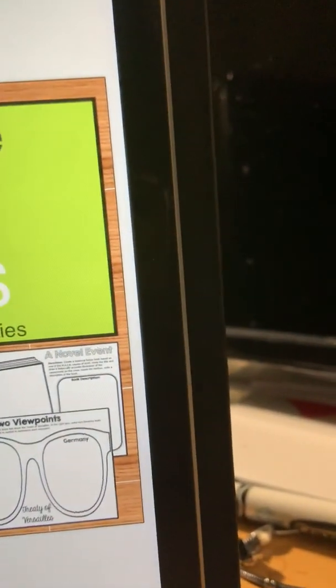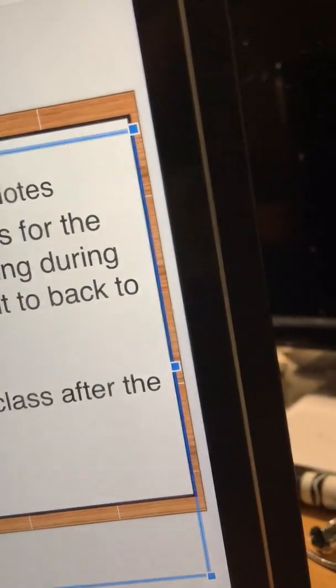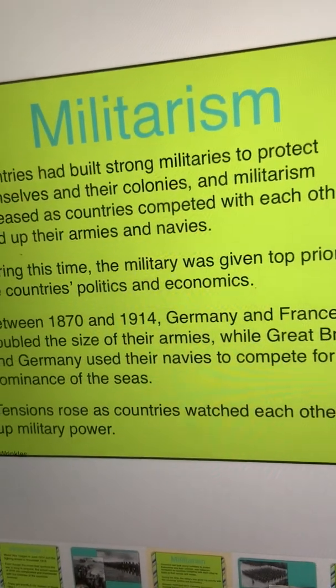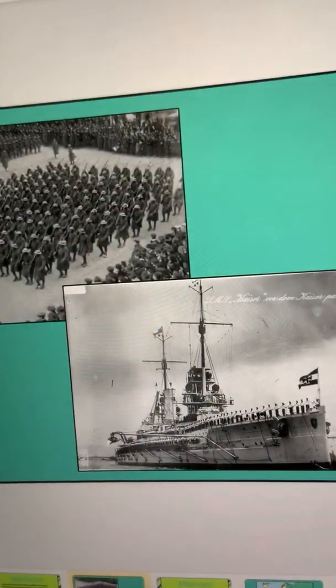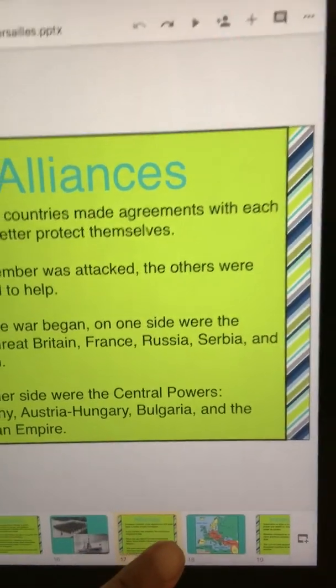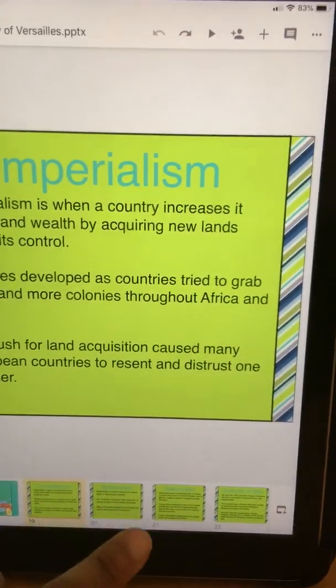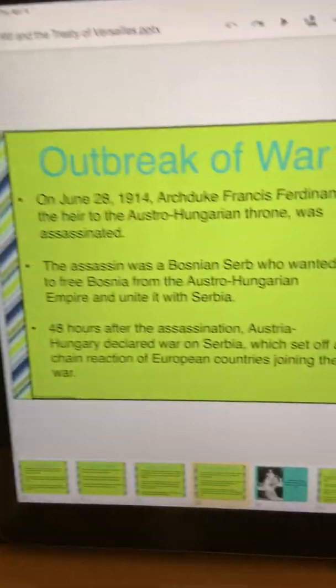I got this PowerPoint from Teachers Pay Teachers, and it is a walkthrough of what I'm doing in my lesson plan and in my unit lesson, so to speak. These are the 4 causes of World War I, which are militarism, you can see pictures, alliances, there's pictures, imperialism, and nationalism, and then of course the war begins.